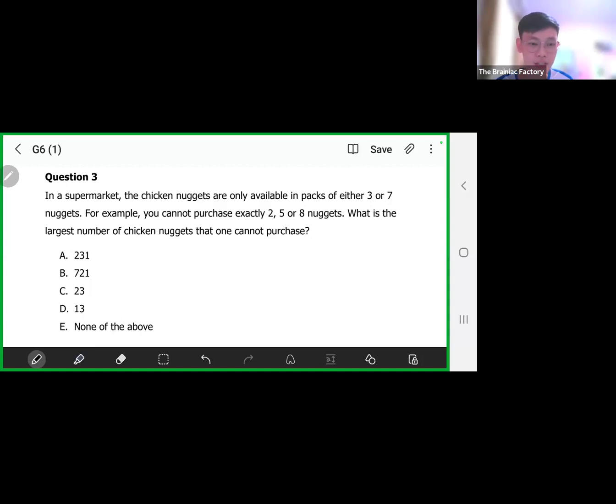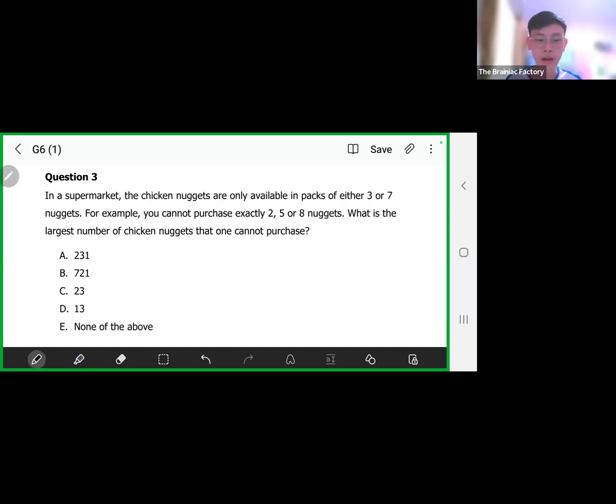The strategy here, if you cannot find the largest number of chicken nuggets, is you can actually try to guess. Let's assume that the first answer, which is A, is correct, and you need to try out and eliminate what is not correct. So let's try the first answer, which is A. It is 231.